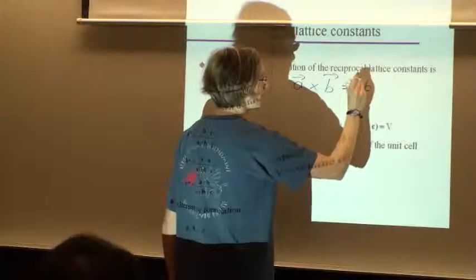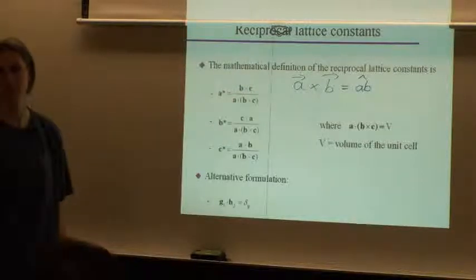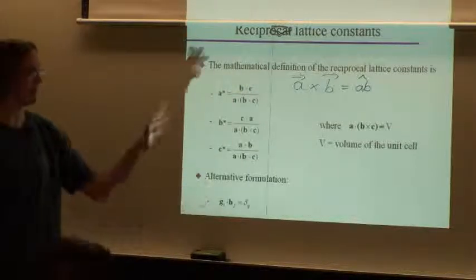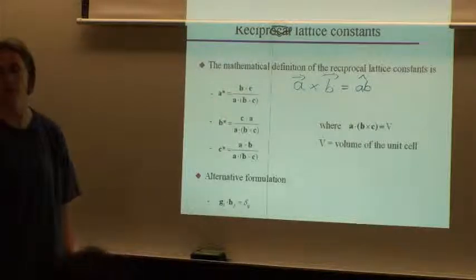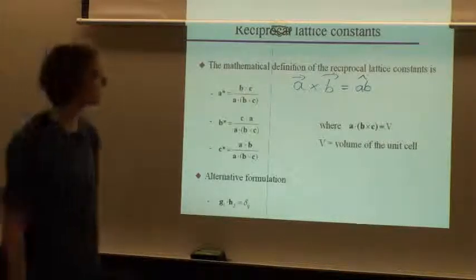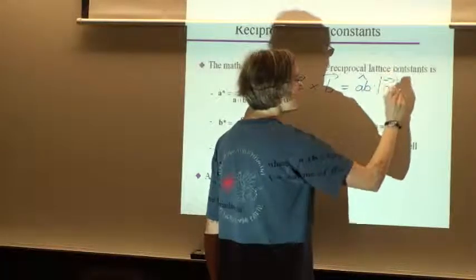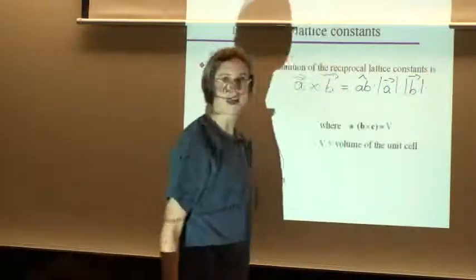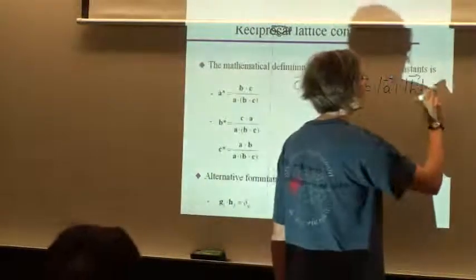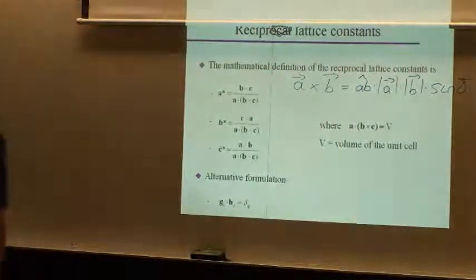There are several different ways of indicating that one. What this means is it is a unit vector, so that vector has a length of 1, and it is perpendicular to both A and B. Okay? You then multiply that vector by the length of the vector A, the length of the vector B, and the sine of the angle between them. And usually we call the angle between A and B gamma, right?